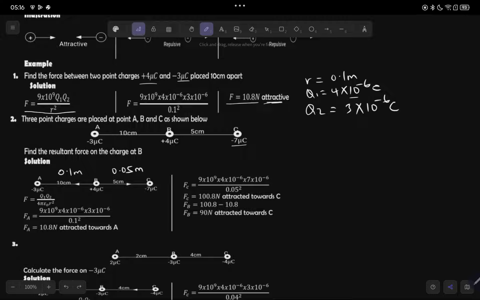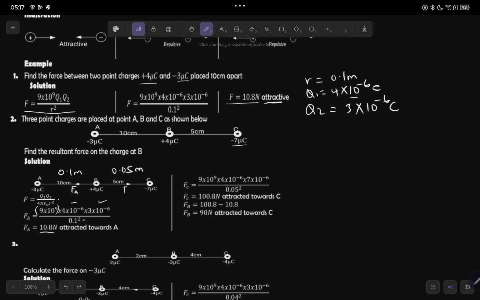The force on B due to the charge at A is found by substituting the corresponding values into the formula. F is equal to Q1 Q2 over 4 pi epsilon naught r squared. So this one is 1 over 4 pi epsilon naught, 9 times 10 to the power 9. Then these are the two charges, the charge at B and the charge at A. Then we divide by the square of 0.1 and we get the answer as 10.8. That is the force on B due to the charge at A.